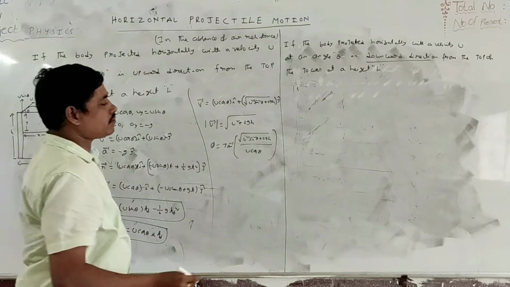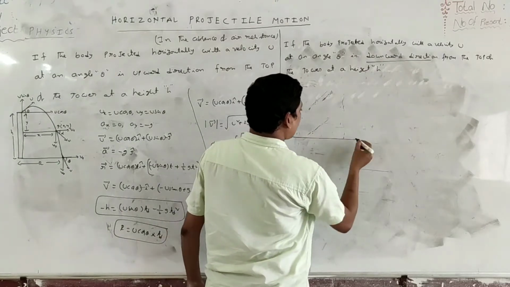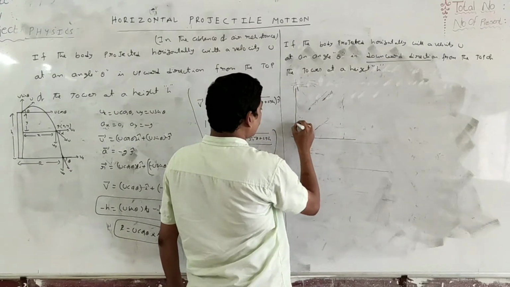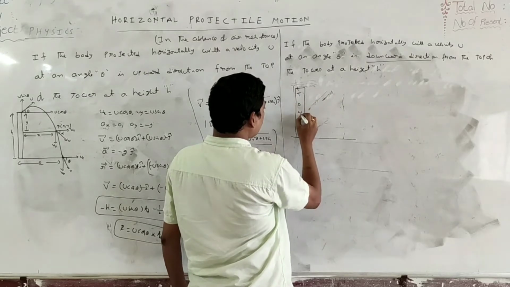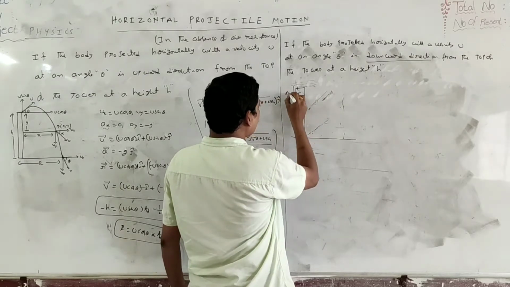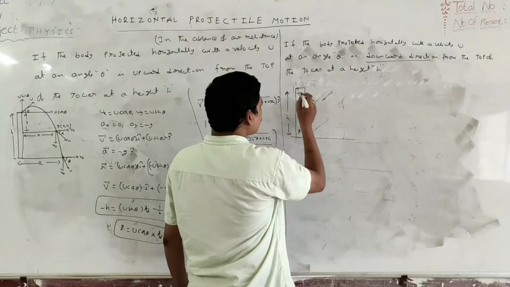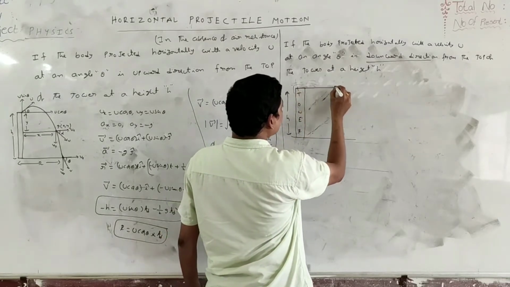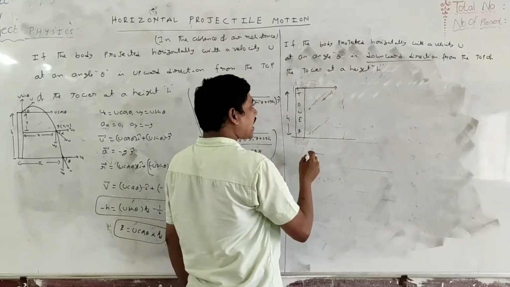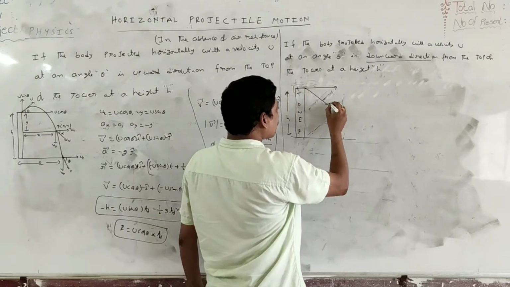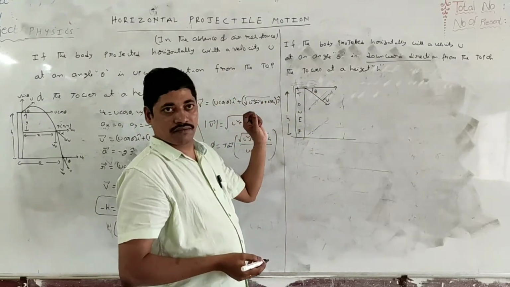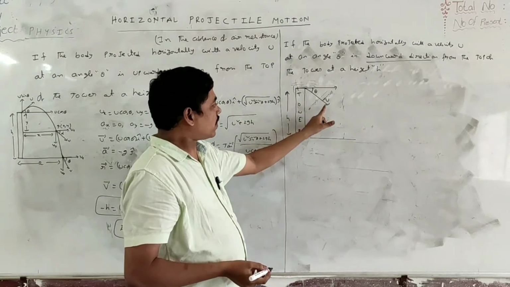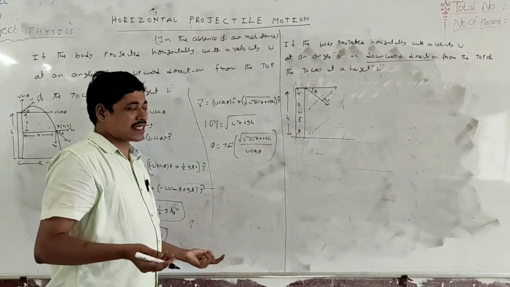the same diagram, the horizontal ground. This is the tower of height h. The body is projected at an angle theta in downward direction. It results in the same analysis.